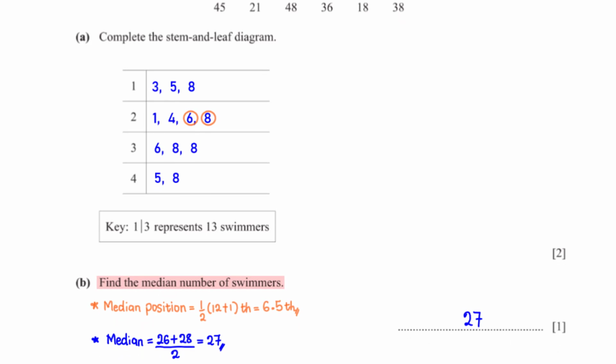Find the median number of swimmers. The median is the middle number. To get the position of the middle number, we apply the formula (n+1)/2, where n in this case is 12. This gives us 6.5. This means the median is between the 6th and 7th numbers. From the stem and leaf diagram, the 6th number is 26 and the 7th number is 28. And so the median is (26 + 28) divided by 2, which is equal to 27.